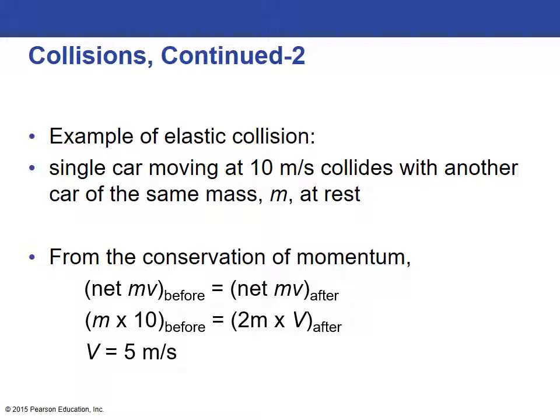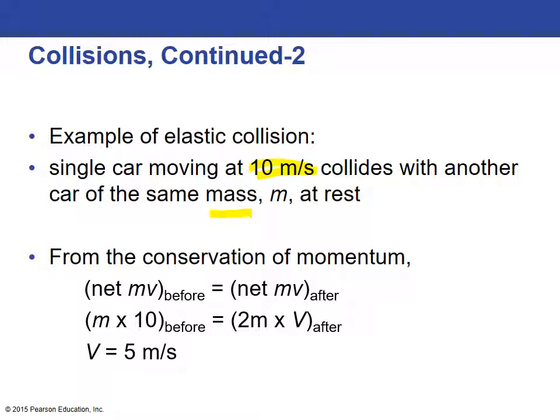So if it's an elastic collision, we've got a car moving, as an example, at 10 meters per second, and it collides with another car that has a velocity of 0. And to make it simple, we'll say that they have the same mass. So the conservation of momentum is going to tell us that, first off, here's what we know: the total momentum is the same before the collision and after the collision.